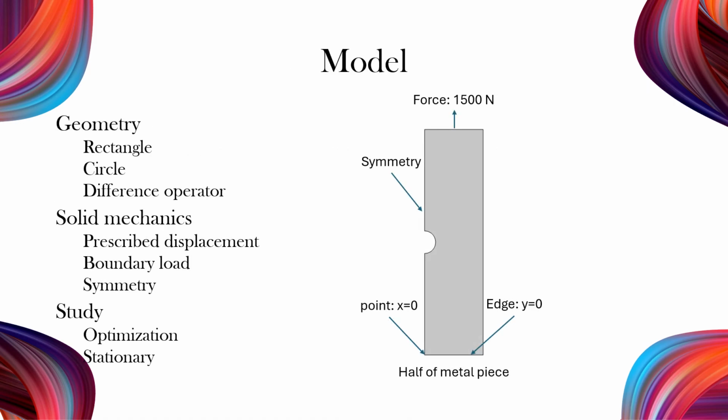The model is a metal piece subjected to a 1,500 Newton force. Since the geometry is symmetric, we can model only half of it. The bottom edge is fixed in the y direction, and the center point is fixed in the x direction to fully constrain the model. The geometry consists of a rectangle and a circle. The circle is subtracted from the rectangle using the difference operation. The solid mechanics physics interface is used. Boundary conditions include prescribed displacement, symmetry, and boundary load. A stationary study with optimization is used.